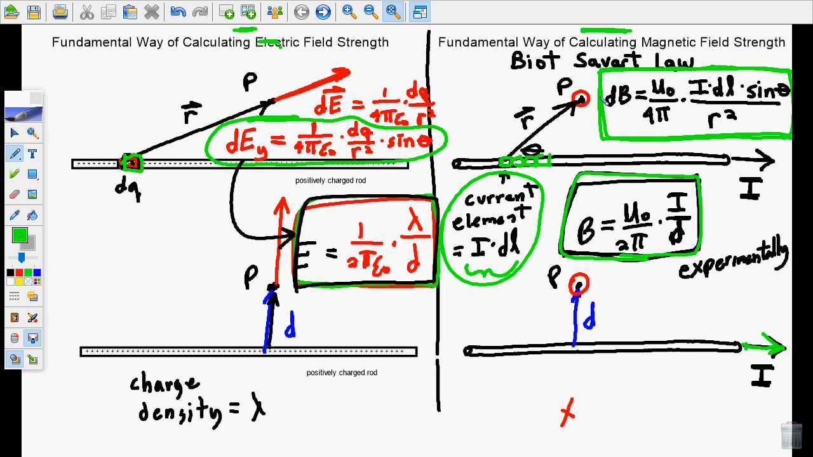What's the symbol for current element? There is no symbol. It's just I dl.